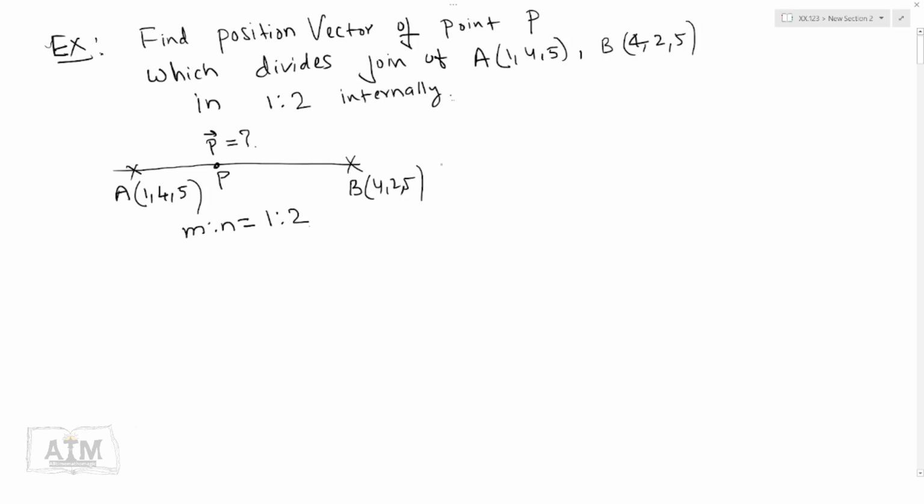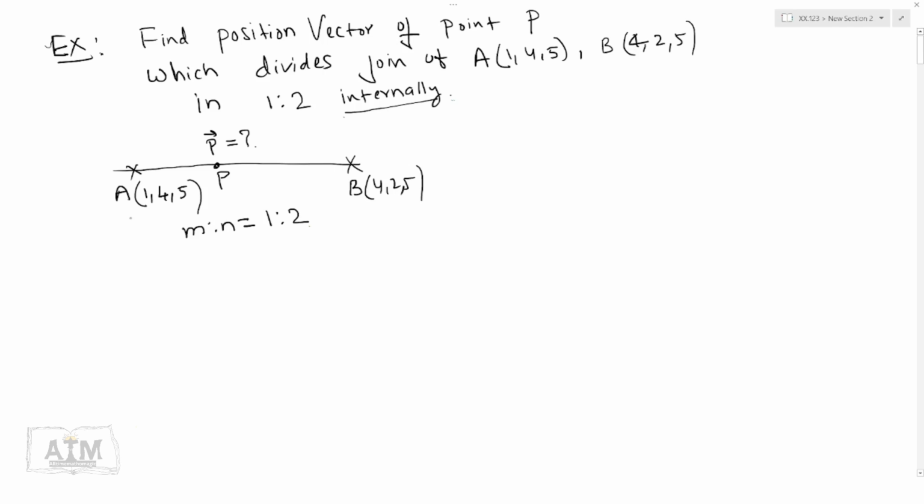Whenever a question is given, first of all you see whether it is internal or external division. For external division the formula is different, and for internal division the formula is different. So first of all you must check whether the division is internal or external. Here the internal division is given and the ratio is 1:2.